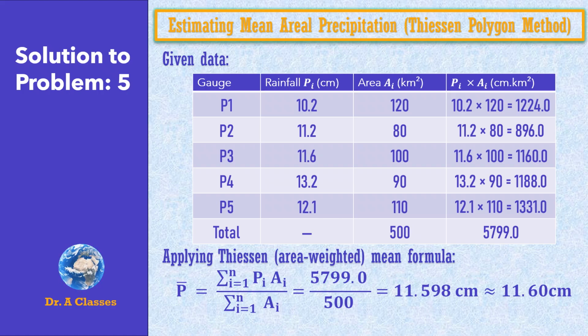Substituting these values in Thiessen's area weighted formula, we get mean precipitation is equal to summation Pi into Ai divided by summation Ai, that is equal to 5799 divided by 500, which is 11.6 centimeters. So the mean areal precipitation over the catchment is approximately 11.6 centimeters.